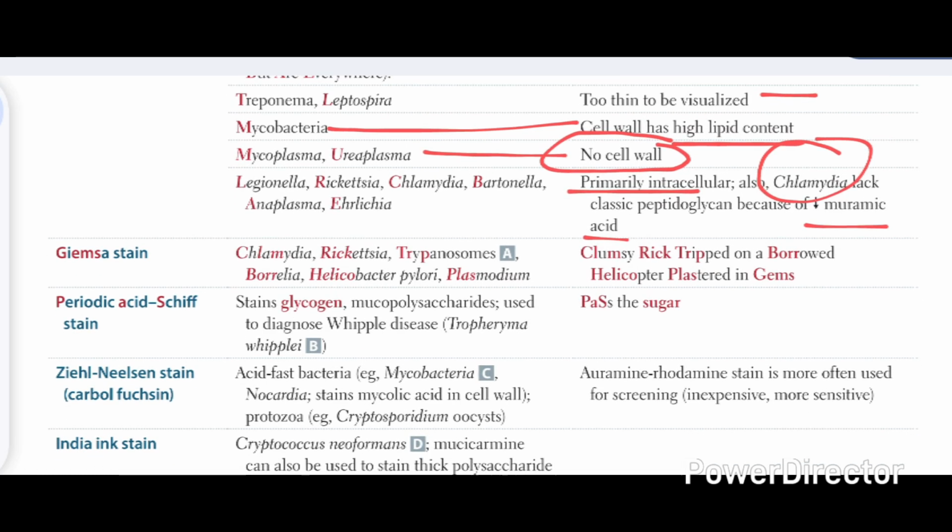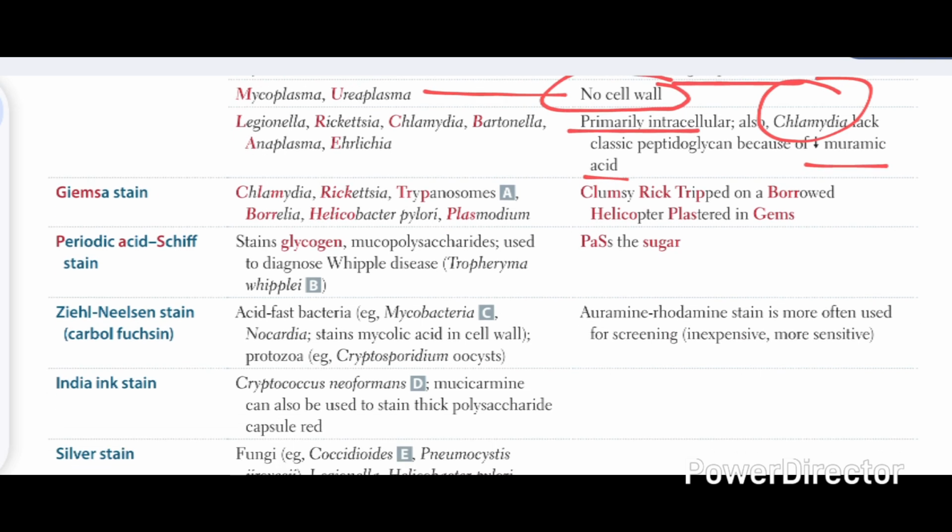Then the Giemsa stain. The Giemsa stain is reserved for a few specific organisms such as Chlamydia, Rickettsia, Trypanosomas, Borrelia, Helicobacter pylori, and Plasmodium species. Out of them, the organisms you must not forget are Helicobacter pylori and Plasmodium. They are the important organisms that stain with Giemsa, and you will be tested on this again and again on your exams.